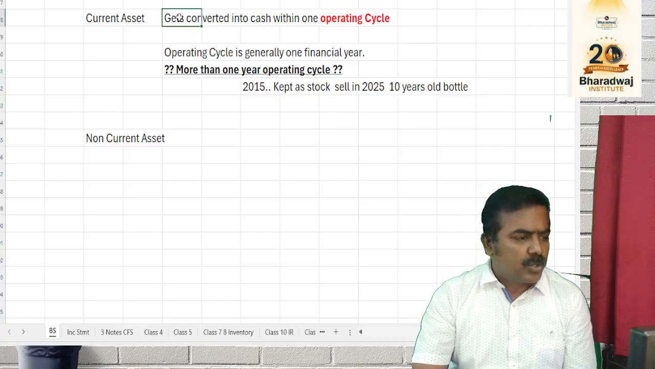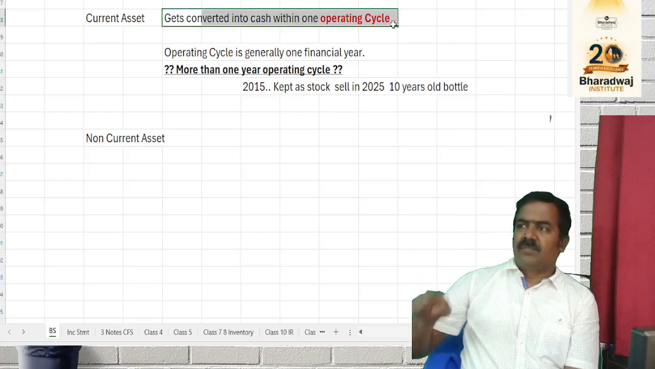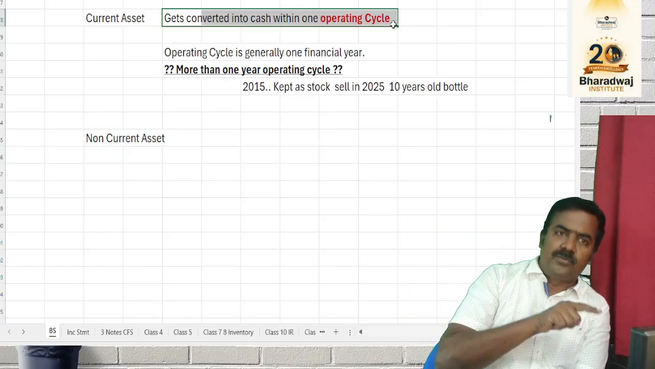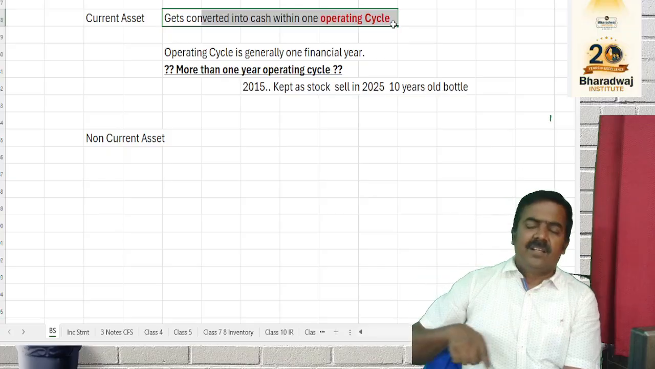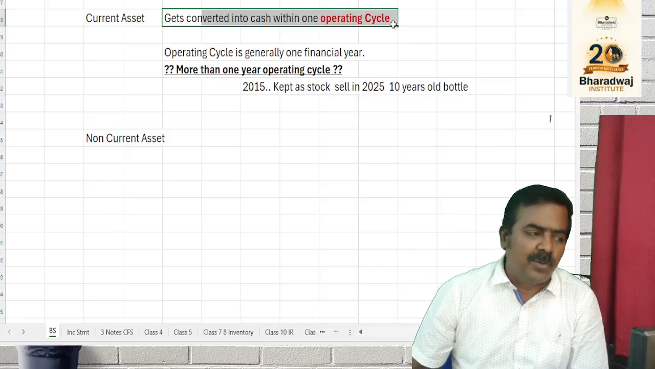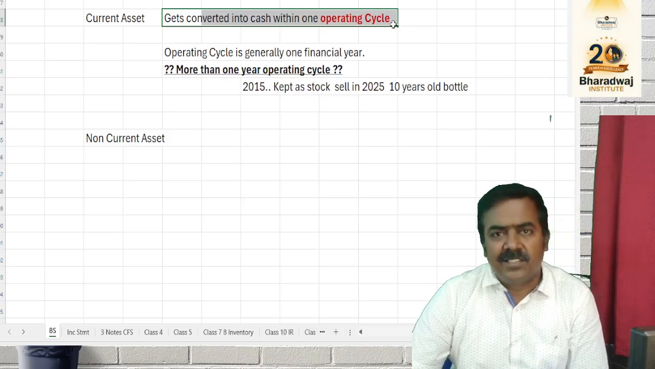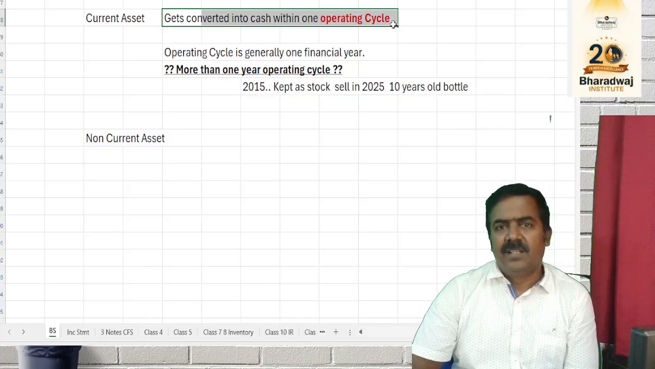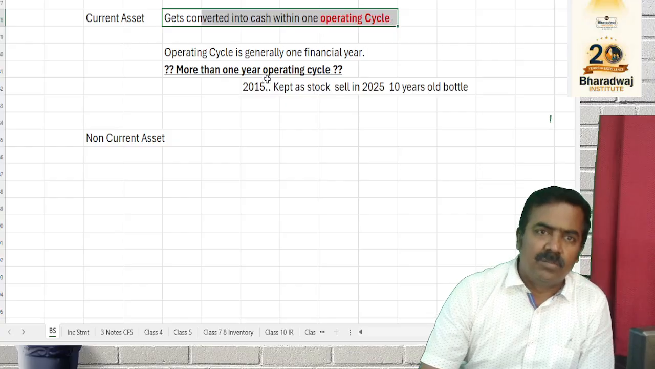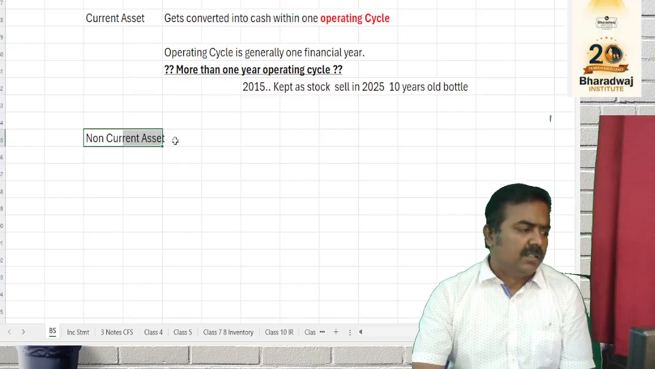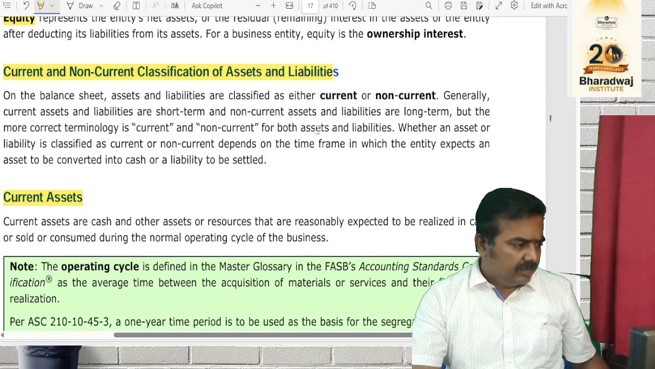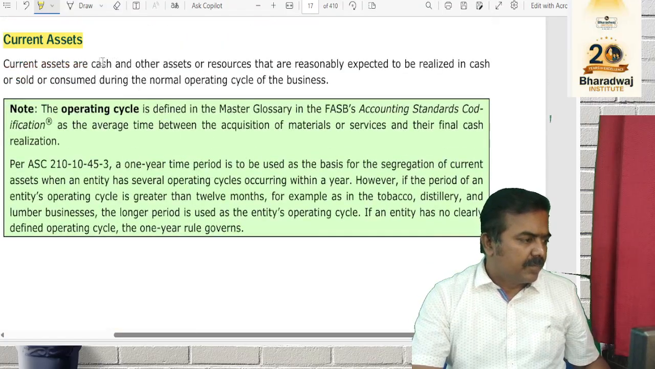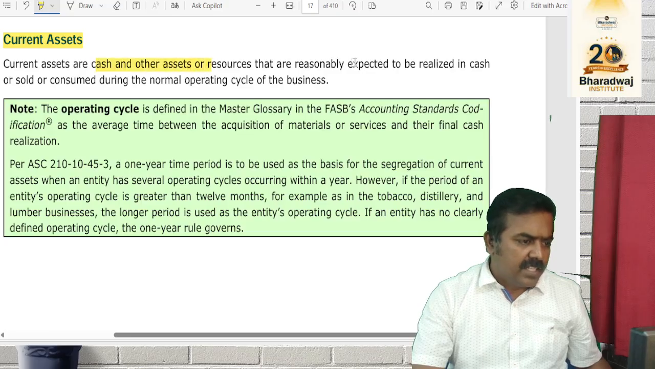Till that operating cycle is complete, it will be called a current asset. So what is operating cycle? The business cycle: raw material to manufacturing to finished goods to selling and collecting the money. Normally, it will be 1 year. In certain special cases, it can be beyond 1 year also, like construction, wine, breweries. Then that is cash and other assets reasonably expected to be realized in cash during the normal operating cycle of the business.